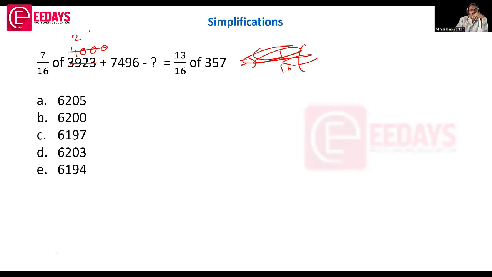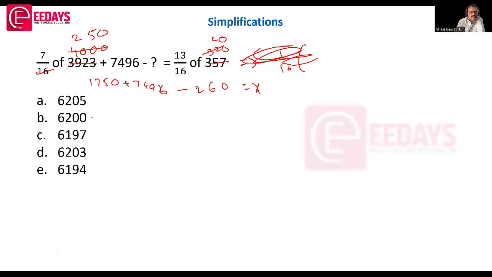2 times 32, 18, 250. And suppose if you take this one, 320. Then out of this is equal to 20, approximate. This is equal to 260. And this is equal to 7 into 250, 1400, 1750. Plus 7496 minus is equal to X.